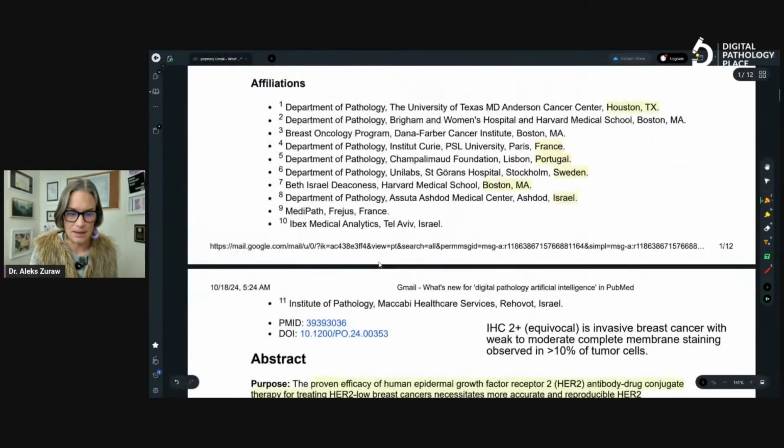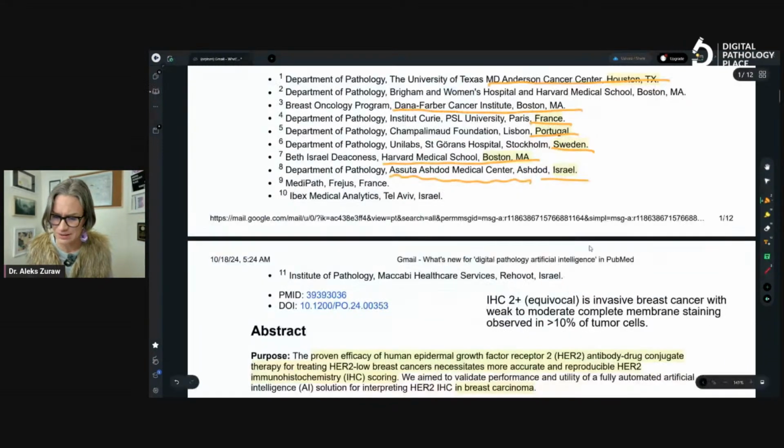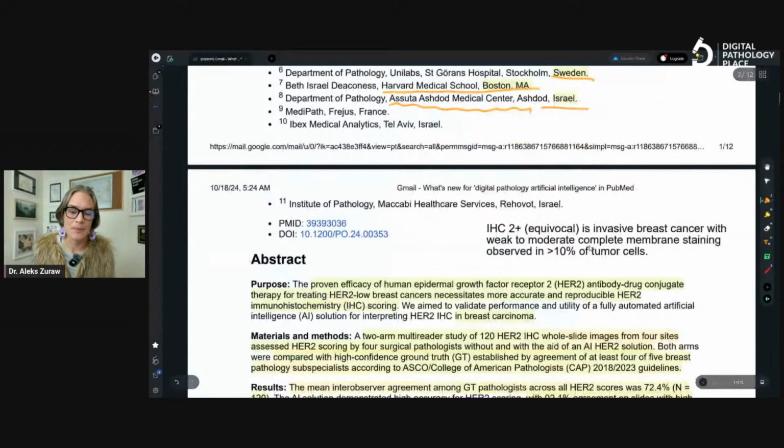We have MD Anderson from Houston, Texas. We have Dana-Farber, France, Portugal, Sweden, Harvard Medical School, Boston, Israel. I should actually read all these centers, and I just say the ones that I know from the US, and for the rest I say the country. Next time I will prepare better, or I'm just gonna do it as I'm doing, because it is my live stream, so I can do that.